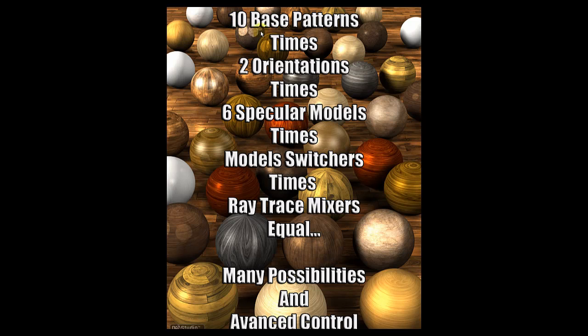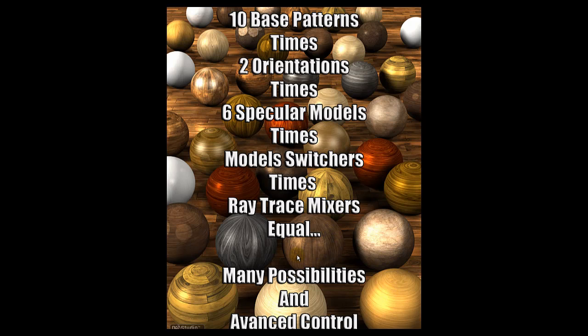You have 10 band patterns times 2 orientations for each pattern, and each of them has 6 specular models, and you can switch between these models once you have chosen one of them. You can also add ray trace mixers, allowing you to increase or decrease the quantity of rays reflected. And so at the end you have many possibilities and advanced control.